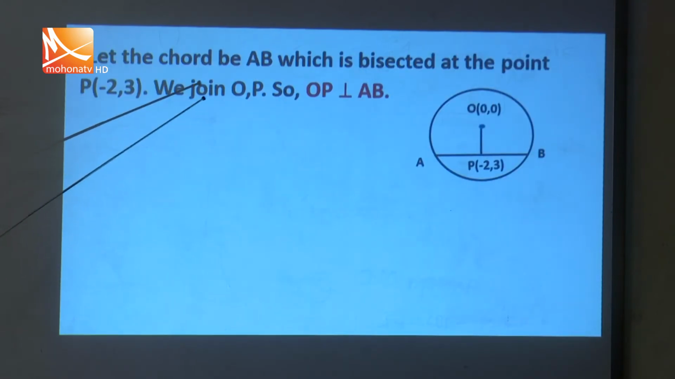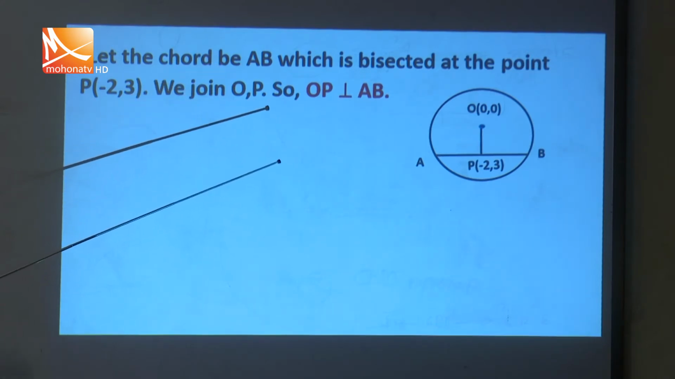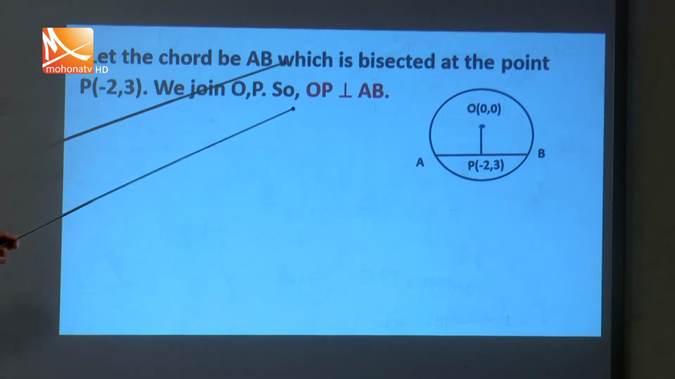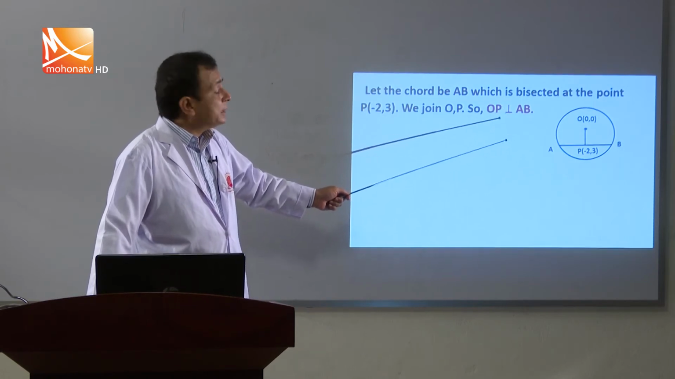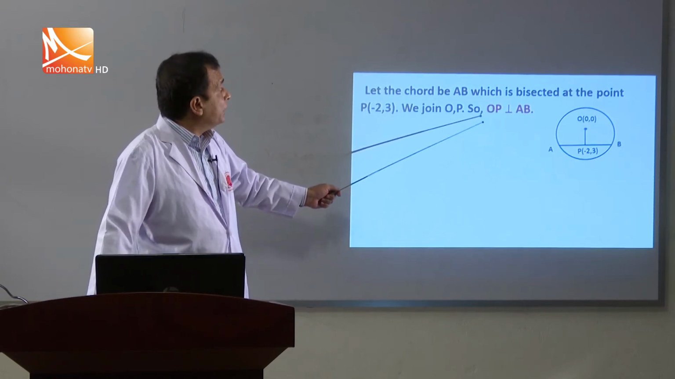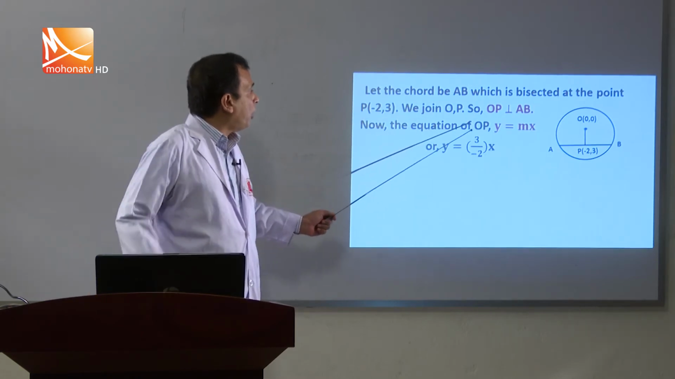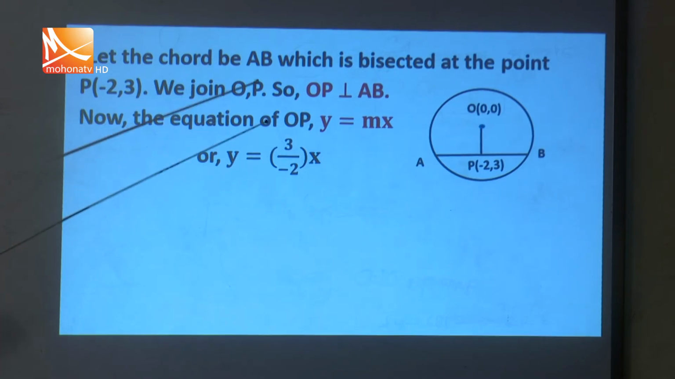Let the chord be AB, which is bisected at the point P(-2, 3), and we join O and P. Then we know that the line joining the center and the midpoint of the chord is perpendicular to that chord. That's why OP is perpendicular to AB. Let the equation of OP be y = mx.